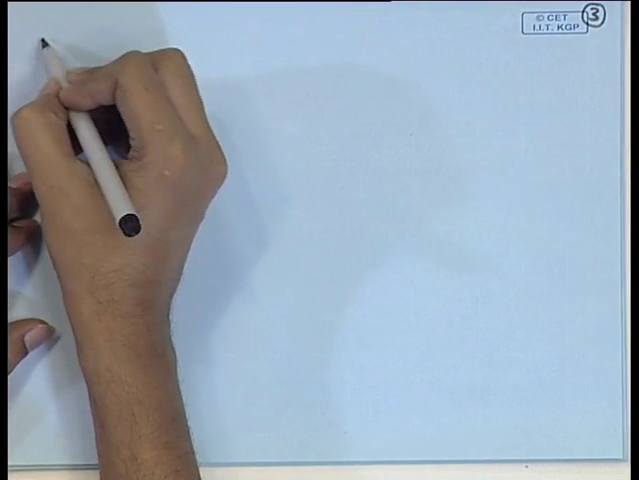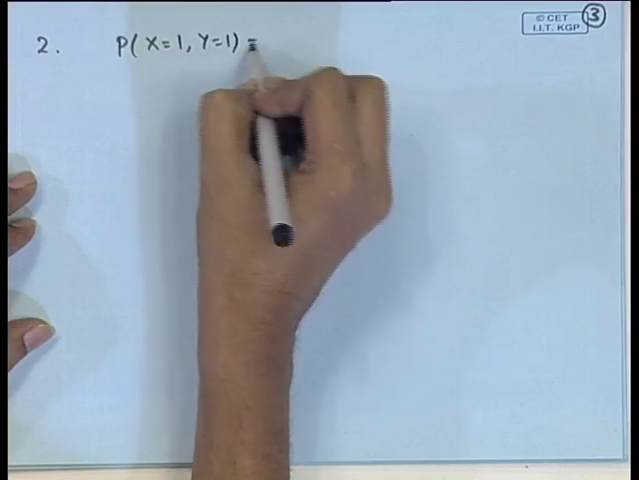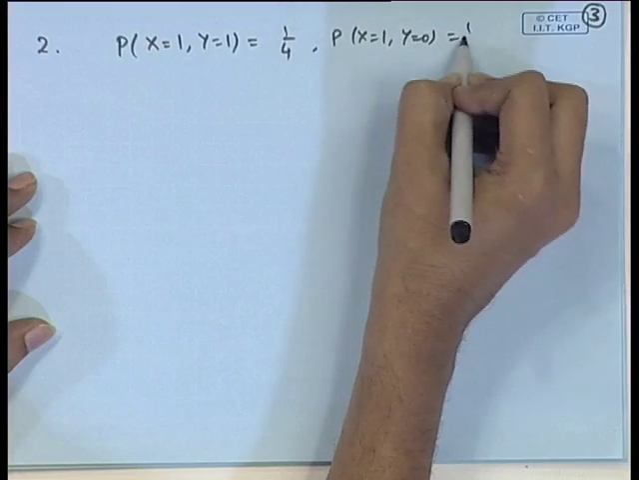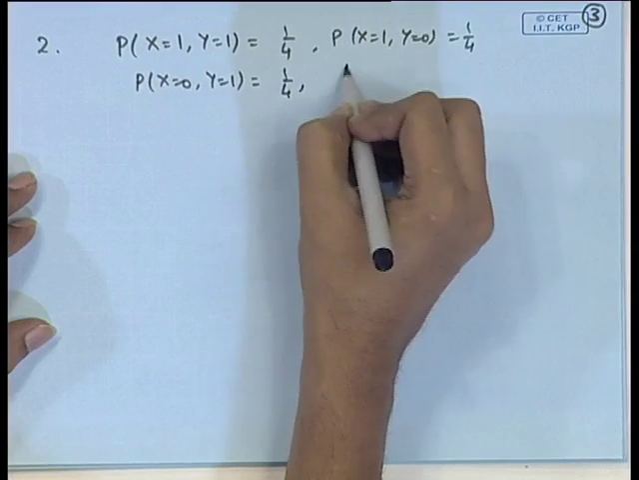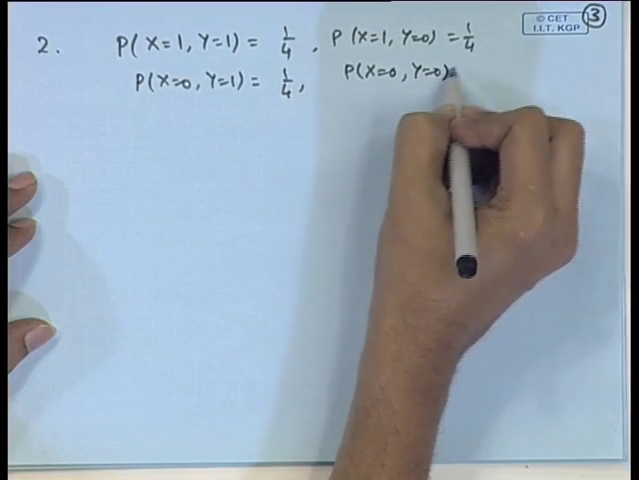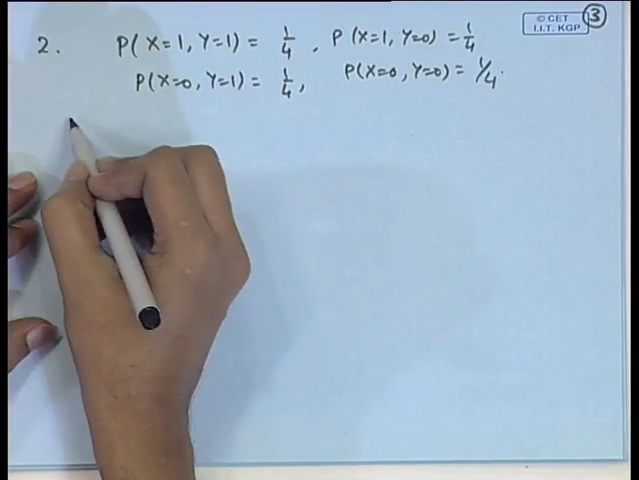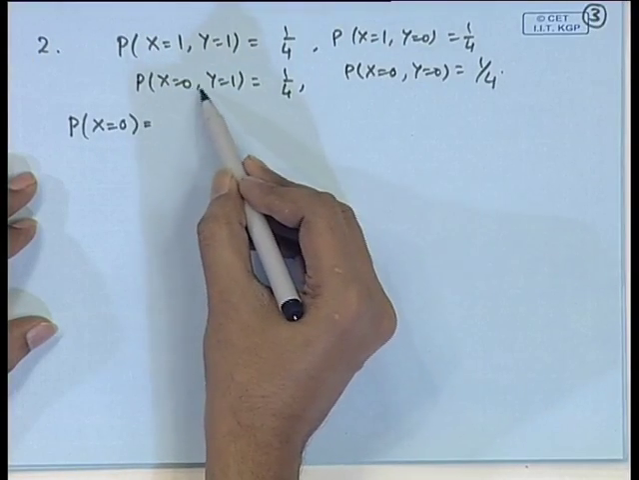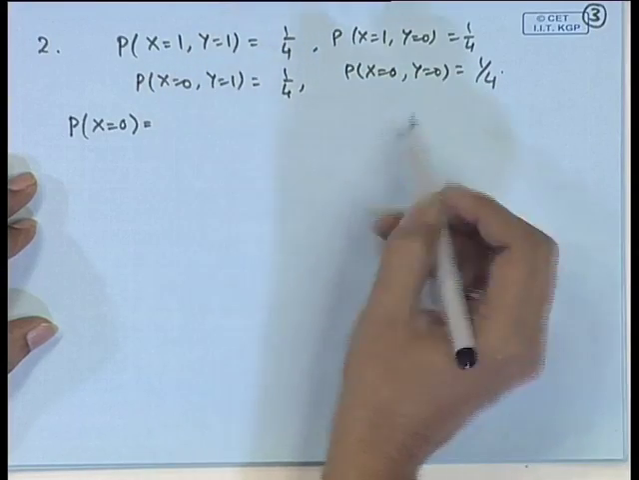Let us take another example. Suppose probability X equal to 1, Y equal to 1 is 1/4, probability X equal to 1, Y equal to 0 is 1/4, probability X equal to 0, Y equal to 1 is 1/4, probability X equal to 0 and Y equal to 0 is 1/4. So, the joint distribution of X and Y is given by this. Let us look at the marginal distribution of X. What is the probability of X equal to 0? It is obtained by summing the probability of X equal to 0, Y equal to 0 and the probability of X equal to 0, Y equal to 1, which is equal to half.